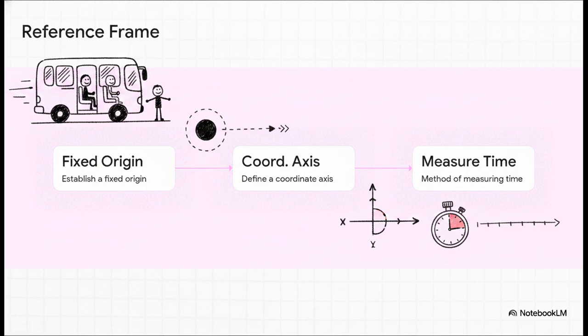And that's exactly why we absolutely must establish a reference frame to describe motion. Every measurement of motion requires 3 strict rules: a fixed origin point, a coordinate axis to track position, and a reliable method of measuring time. Without those 3 steps, describing motion is completely meaningless.